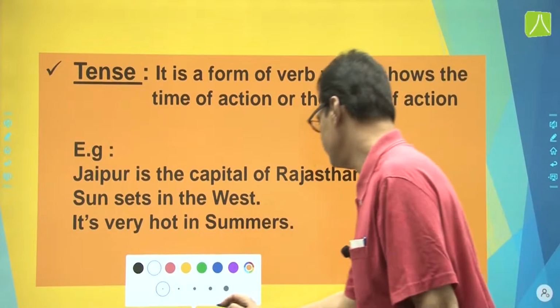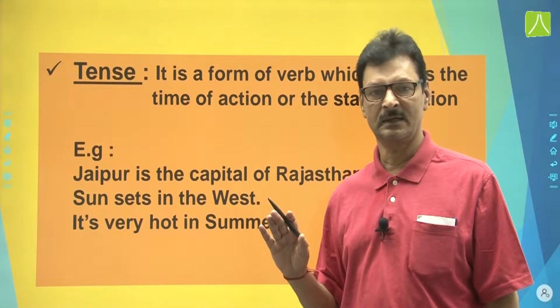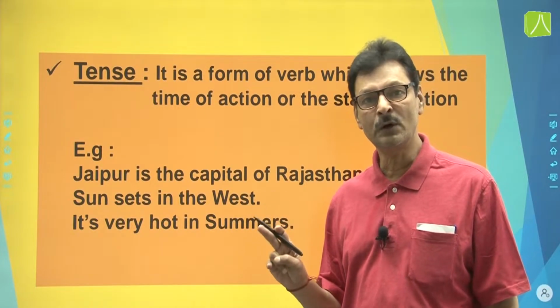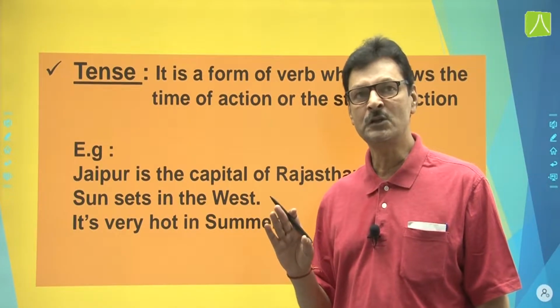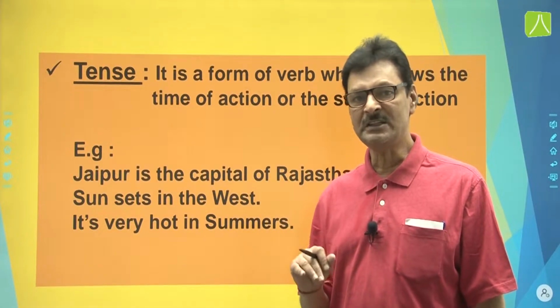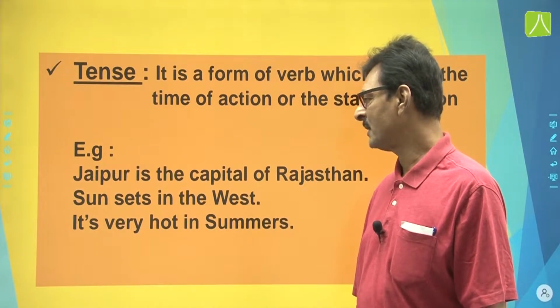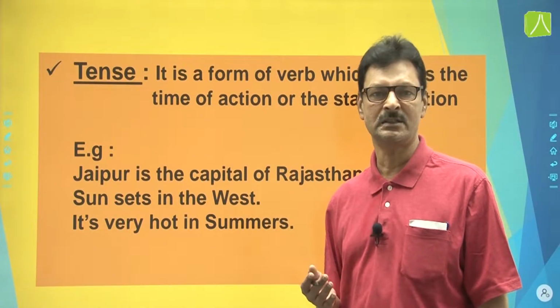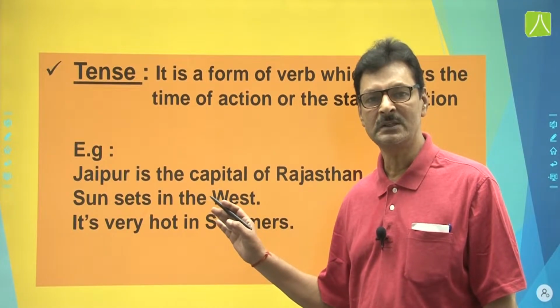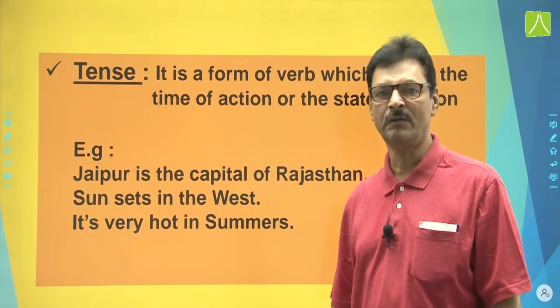For example, Jaipur is the capital of Rajasthan. This exists. This is known as the state of action. It's not only that an action is happening that is tense; the state of action is also termed as tense. The sun sets in the west and it's very hot in summer. So these are examples of tense showing the time of action or the state of action.